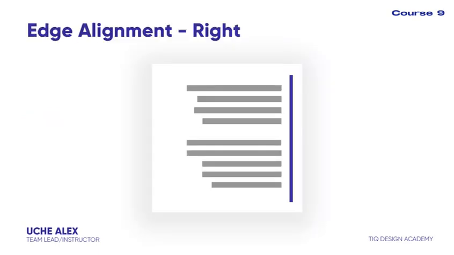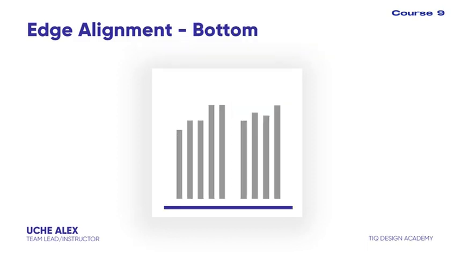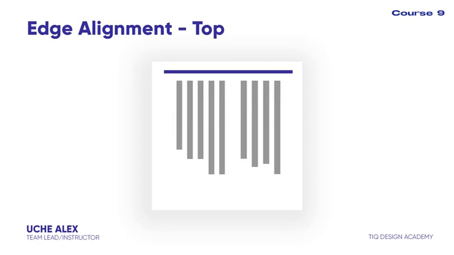So here's another type of edge alignment, which is right. Here a group of elements are aligned to the right of the design. So here you can see how we lined up the elements which are in gray color to the right, which we are representing with a blue line. Then also we have edge alignment by bottom. So here we align a group of elements to the bottom of our design. Then we also have edge alignment by the top, which is where we align elements to the top of the design. And that's all for edge alignment and the types.